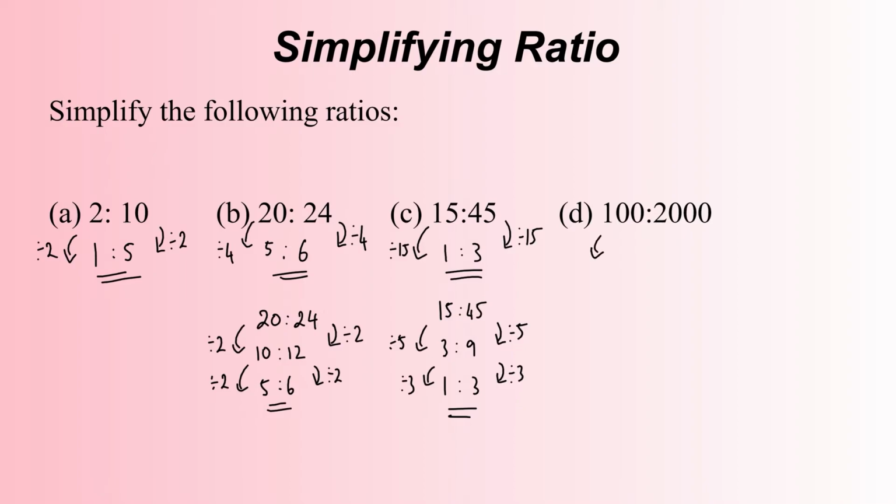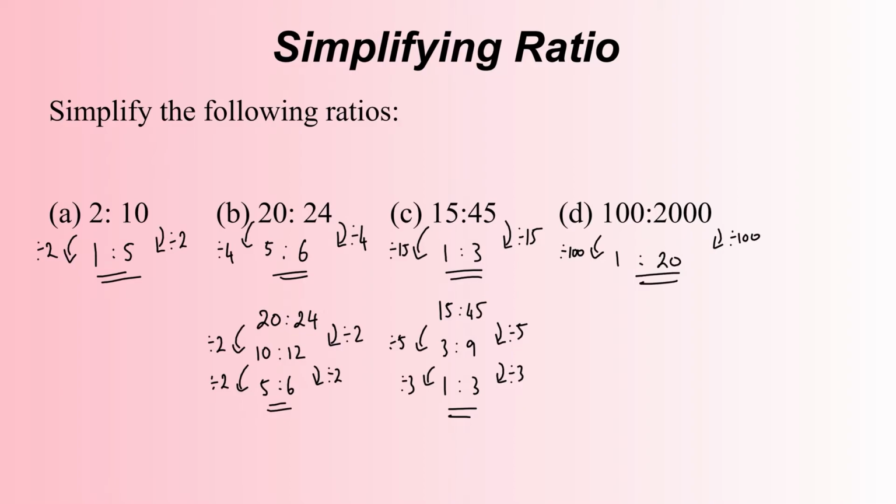And we'll look at this last one. They're both multiples of 100. They both have 2 zeros at the end, so we can divide by 100. How many 100s go into 100? 1. How many 100s go into 2,000? Well, that would be 20. So we get a 1 to 20 ratio, and that's a simplified ratio.